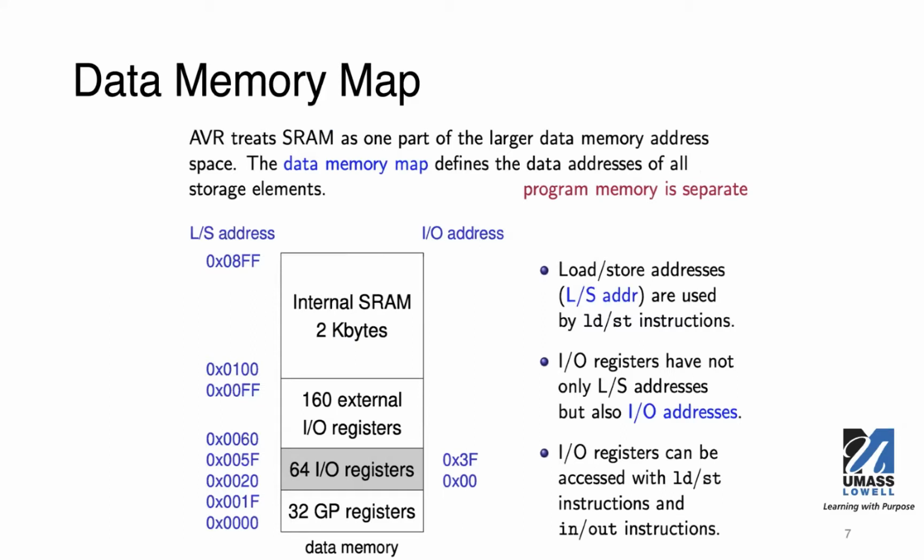Okay, next thing is about the data memory map. SRAM is treated as a part of the larger data memory address space. The data memory map defines the data addresses of all storage elements. Again, note here that program memory is separate. It follows the Harvard architecture. So the program memory and data memory are in two separate memory spaces.